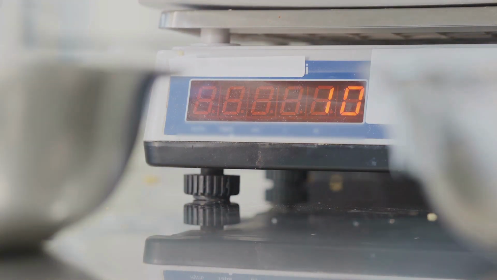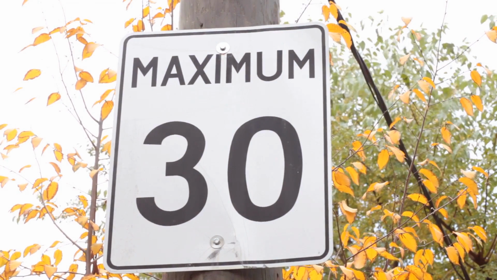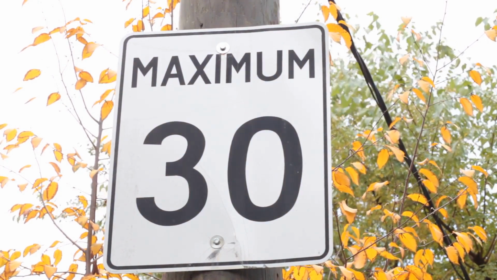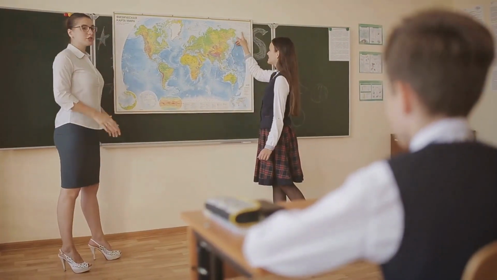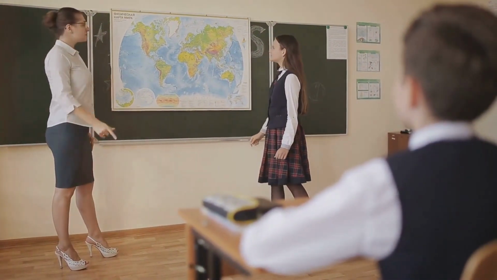And then there are metric prefixes, kilo, centi, milli, and so on. These prefixes indicate a multiple or fraction of a unit. For example, a kilometer is 1,000 meters, and a milligram is 1,000th of a gram.